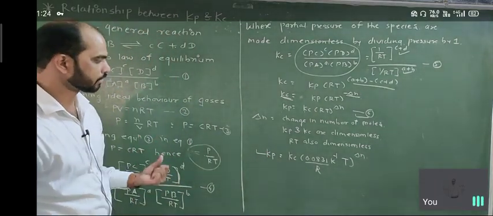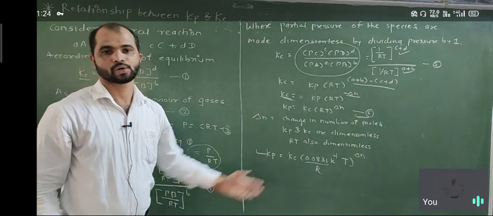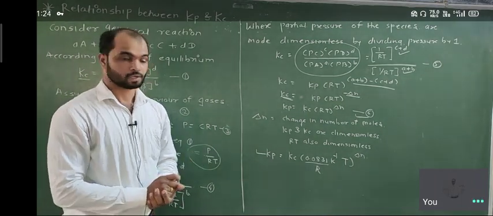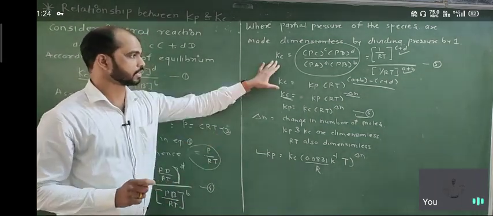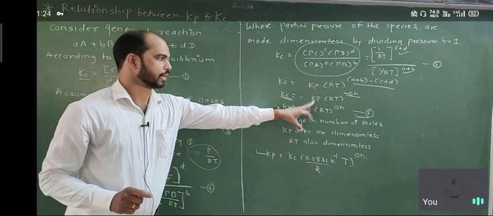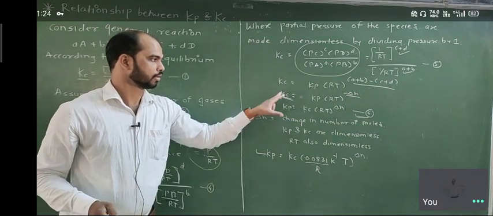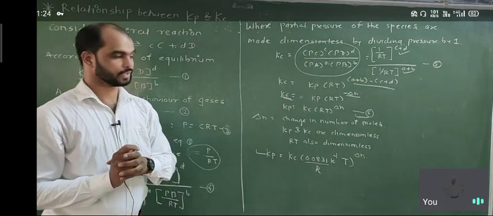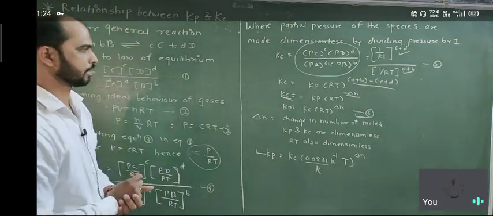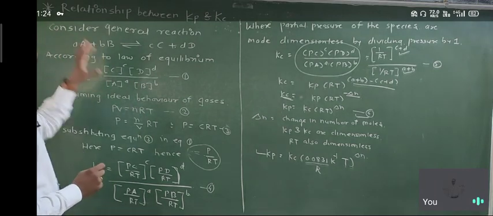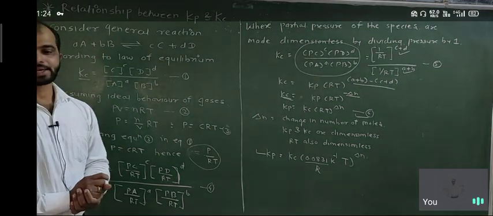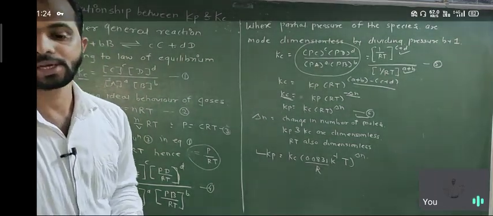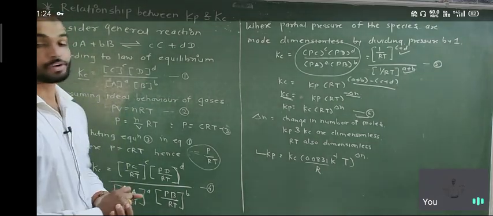So if we have the value of Kc, we can calculate the value of Kp, or if we have the value of Kp, we can calculate the value of Kc. So we can solve problems based on it. So this is the first topic, the relationship between Kp and Kc. The next point is the molecular interpretation of the equilibrium constant. We are going to discuss it.